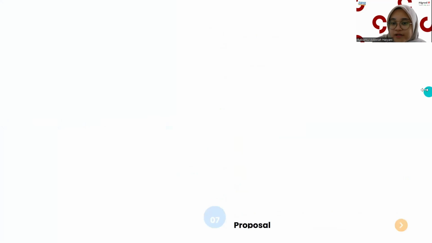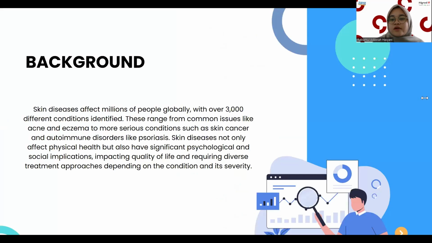Did you know that skin problems are actually more serious and widespread than we might think? It's not only about acne or dry skin. Can you guess how many types of skin diseases are known in the world? It turns out there are over 3,000 different conditions that have been identified. These conditions range from common issues like acne and eczema to more serious conditions such as skin cancer and autoimmune diseases.